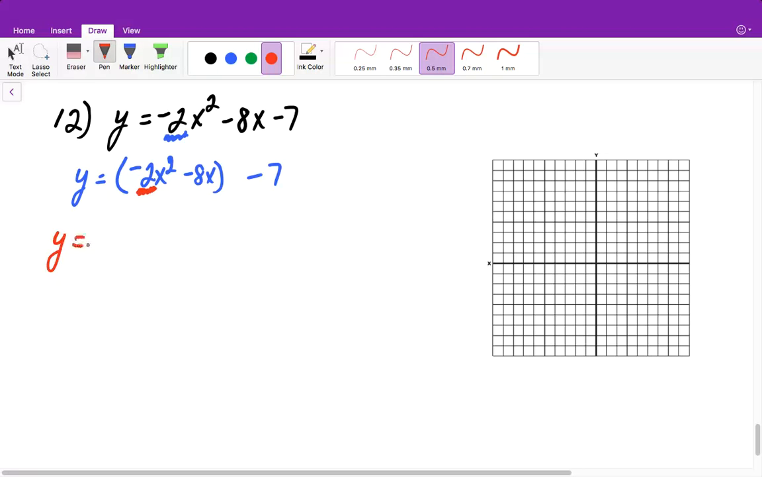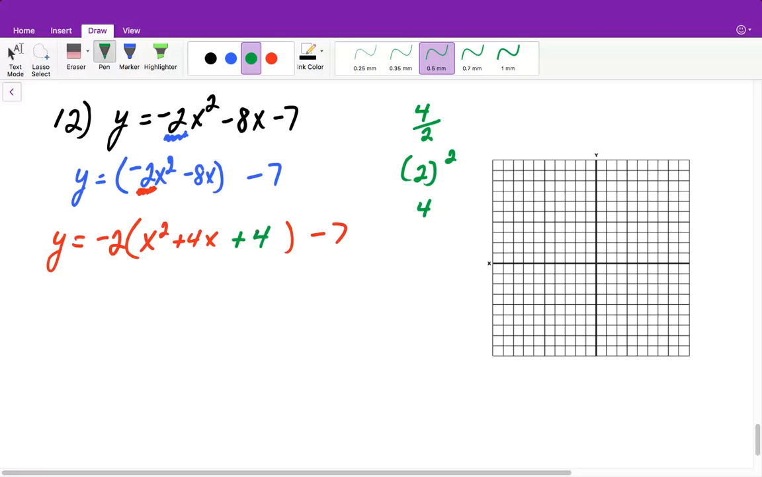So that means y is equal to, and when we factor out the negative 2, we're left with x squared plus 4x. Now I'm going to leave a space so I can complete the square. And then we have minus 7 still. To complete the square, we take that middle term and divide it by 2. Then we square it, and that gives us 4. So we always add that inside of our parentheses.